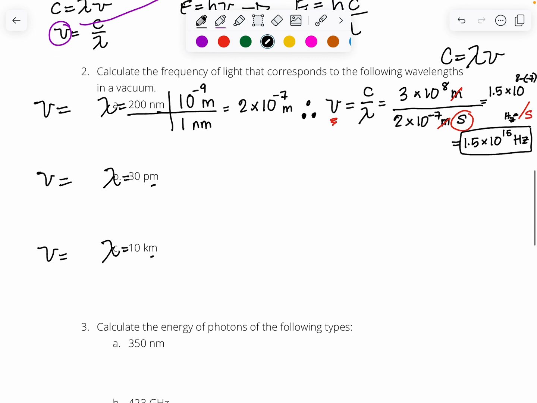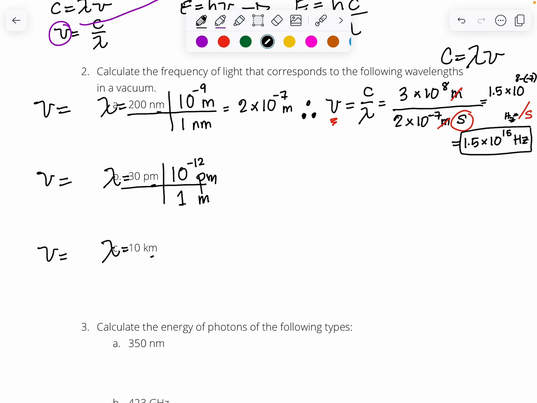All right, let's move on to the B. We've got our wavelength is 30 picometers. And as you can remember, hopefully, a picometer compared to a meter, so 1 meter is equal to 10 to the negative 12.